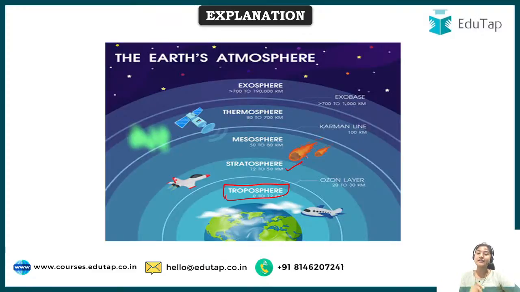Another important thing here is the presence of the ozone layer. And the ozone layer protects us from what? From the UV rays from the sun. So that is the importance of the stratosphere.